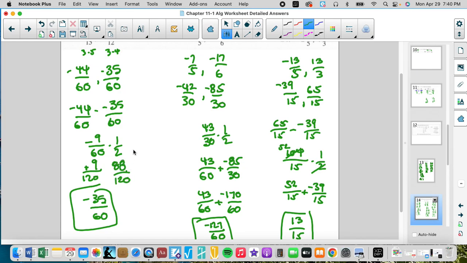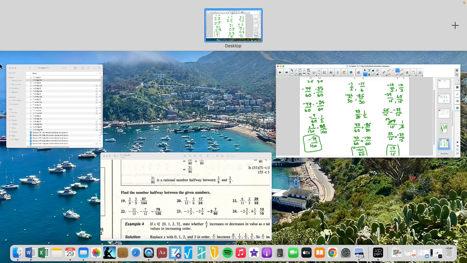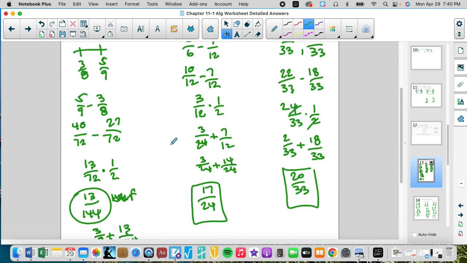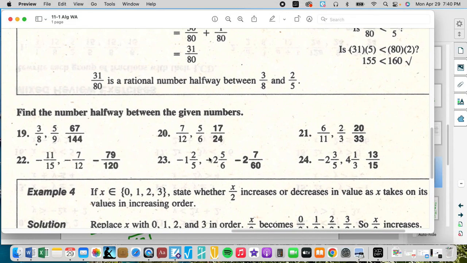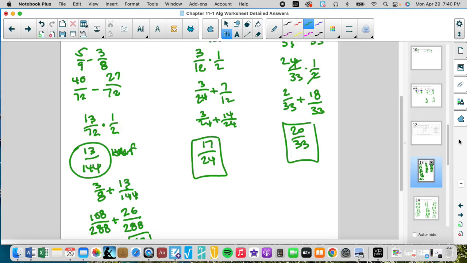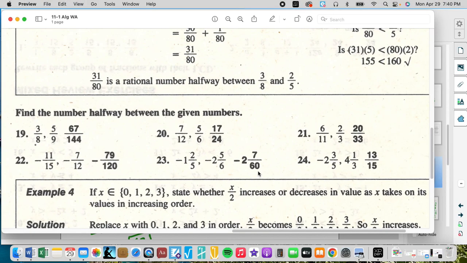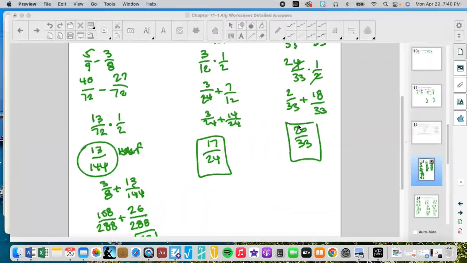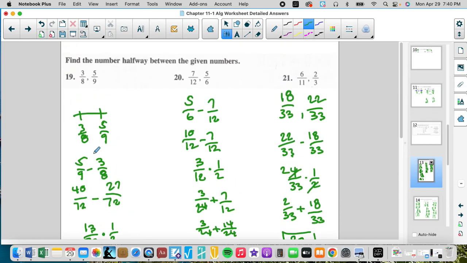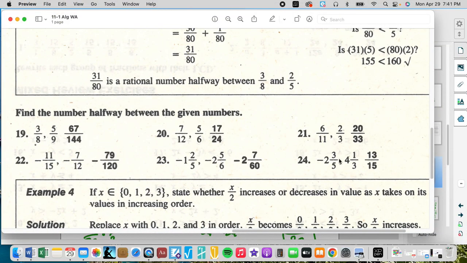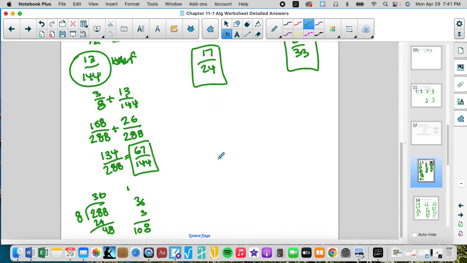88 1/20th. And that's going to be 79. 79 1/20ths. I think that was it. 79 1/20th. Sorry. Let's look at these. Oh man, okay, that's good. 17/24. And that one's wrong. 19 I got wrong. 67 1/4. What? I think I had 67 1/44.